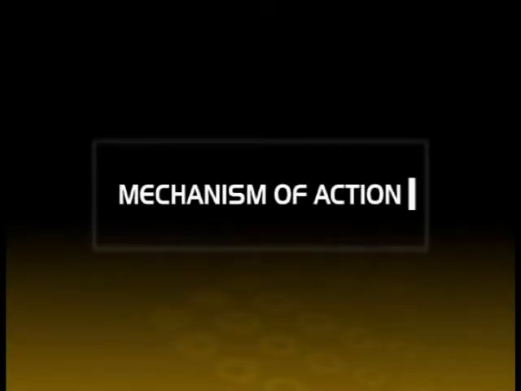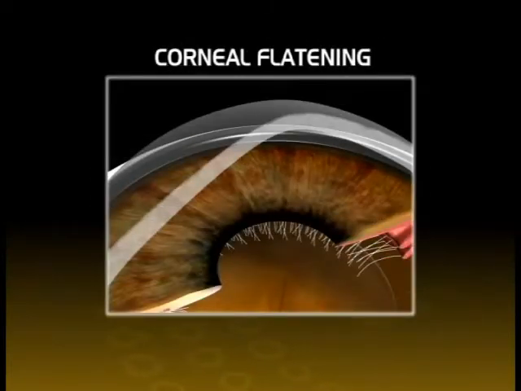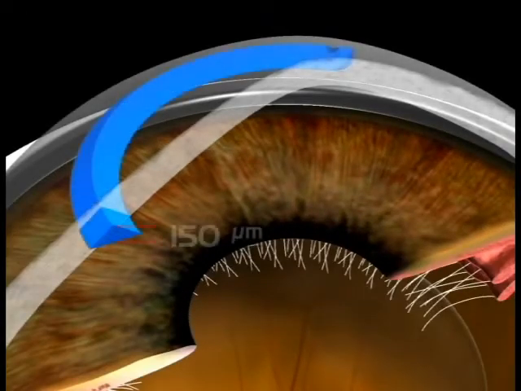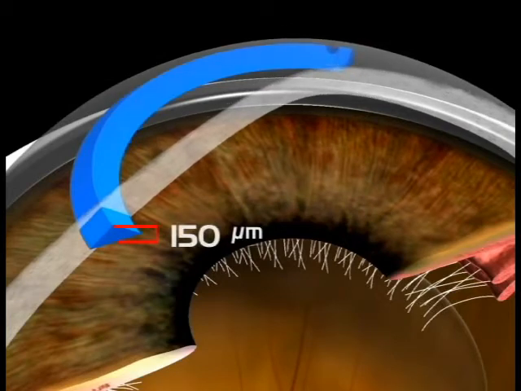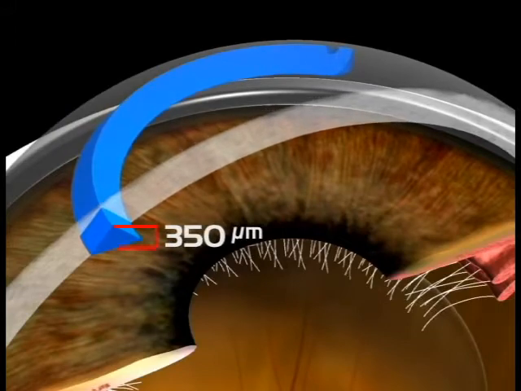Mechanisms of action. Keraring acts upon the cornea through 5 different mechanisms. Corneal flattening. Keraring implantation is an additive technique that causes corneal flattening, reducing the cone-like shape. Keraring spares the central cornea and the tissue's integrity.